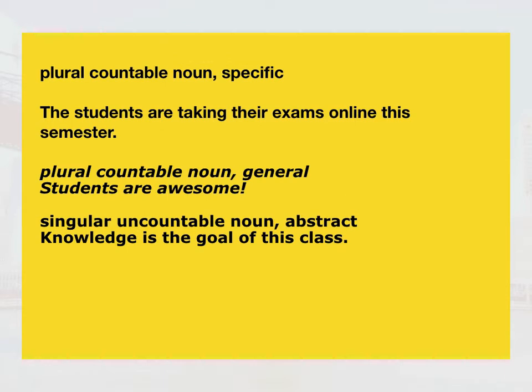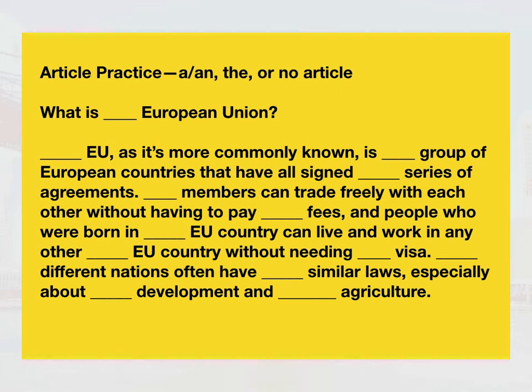Now we're going to take a look at something that is a little more real world. We're going to be looking at doing some article practice. We're going to be using either a or an, the, or no article, which we'll often refer to as the null article. So we have here a paragraph about the European Union. So read it through, and as we go through, think about whether you're going to use a, an, the, or no article. What is European Union?